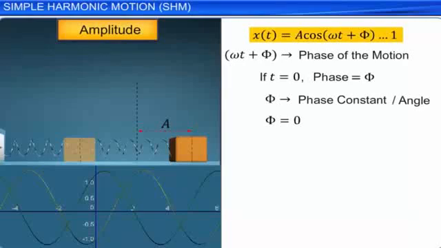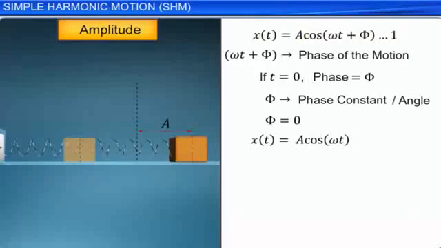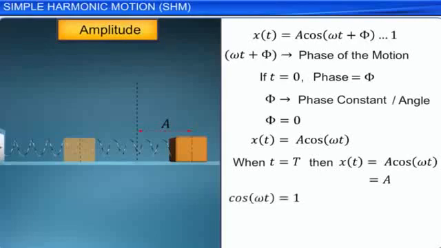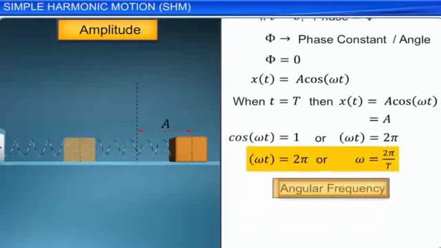We saw that when time t becomes equal to the time period T, the displacement x becomes equal to a. This implies that cos omega t is equal to 1, or omega t is equal to 2 pi. Then, omega is equal to 2 pi by T. This omega is called the angular frequency of the simple harmonic motion, and its SI unit is radian per second.